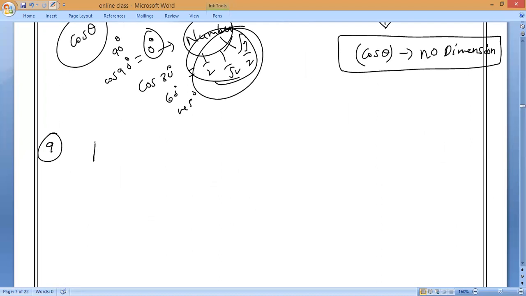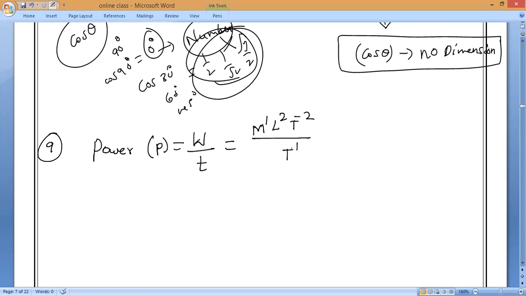Next, ninth one, power. Let us consider power. As we all know, power P is equal to, 10th class also came, you should tell me, work done by time, or energy by time. Just now we studied the work done unit. Fastly. M^1 L^2 T^-2, divided by T means again T. Yes or no? Now, what are the dimensions? M^1 L^2 T^-3. Clear? Everybody?